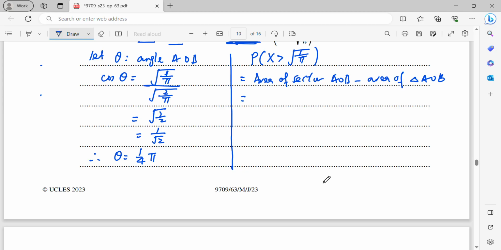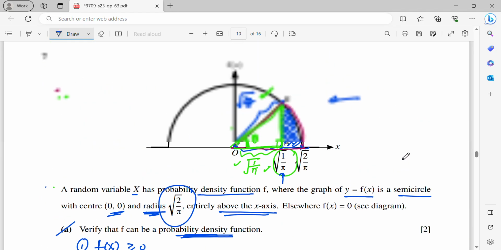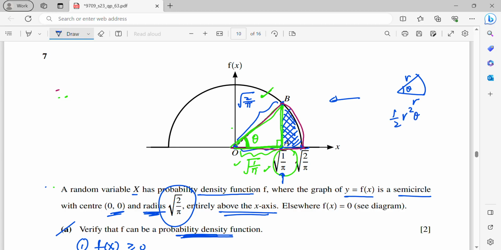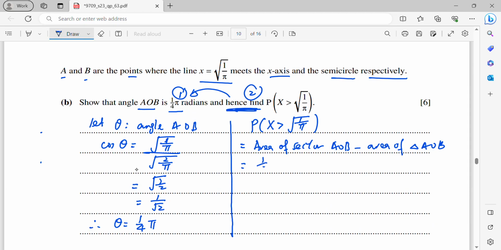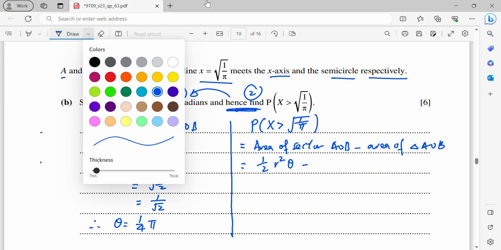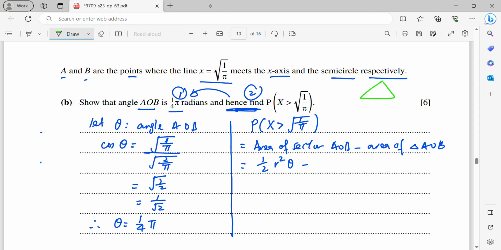Okay, so the area of a sector is basically half, right? If you use the formula, let's say this is R, here is theta. So the area of the sector is half R squared theta. So now my R is this. Theta was already found just now. Okay, so I will write down the formula first. I'll write half R squared theta minus the area of the triangle. We have a formula for the area of the triangle.